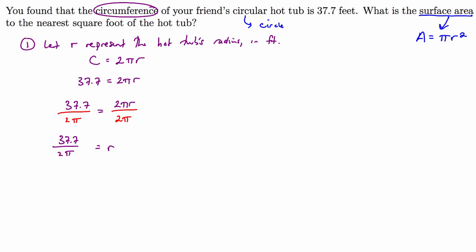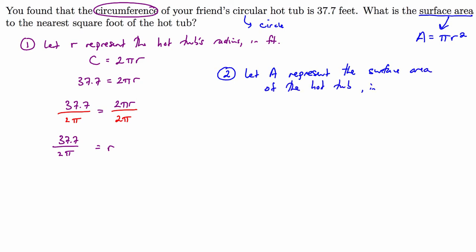I will now move on to the second part of this problem, which is ultimately the question we're trying to answer. What is the surface area of this hot tub? So as we begin the second part of the process, I recognize we're answering a new question, different from the one that we just answered, and therefore I'm going to need a variable to represent the answer to that question. Let A represent the surface area of the hot tub in square feet.